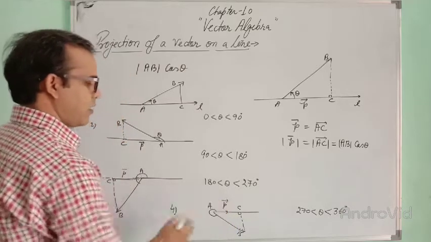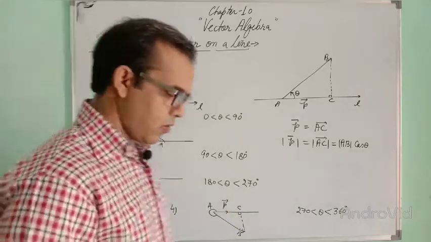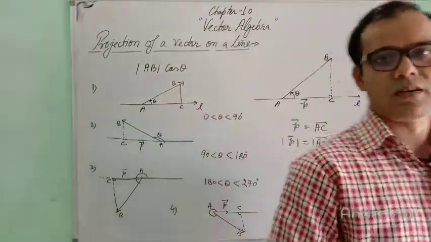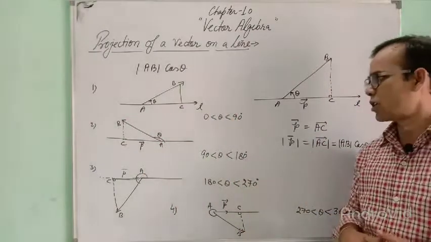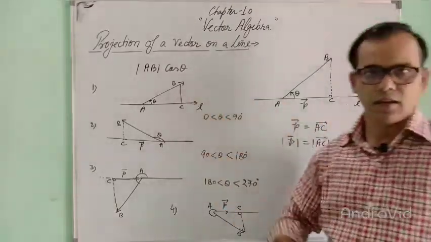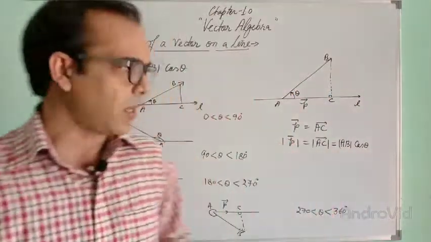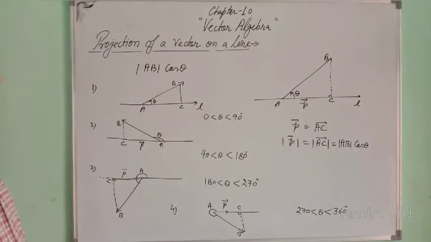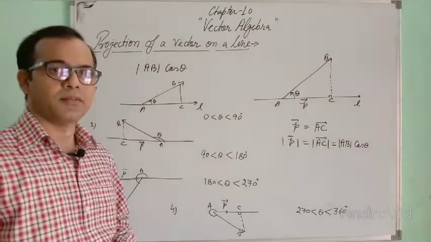Means the direction of P will depend upon the value of cos theta. If it is positive, then it will be just in this direction, and if it is negative, then the direction of P will get reversed. So these are the 4 cases you see here.